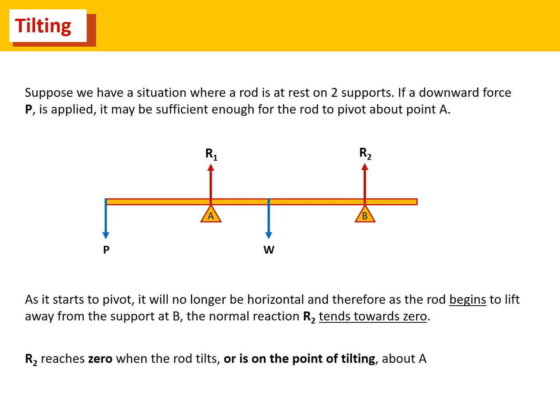And the phrase we use when it's about to leave one of the pivots is it's on the point of tilting. Okay, so R2 will reach 0 when the rod tilts, or is on the point of tilting, about A.